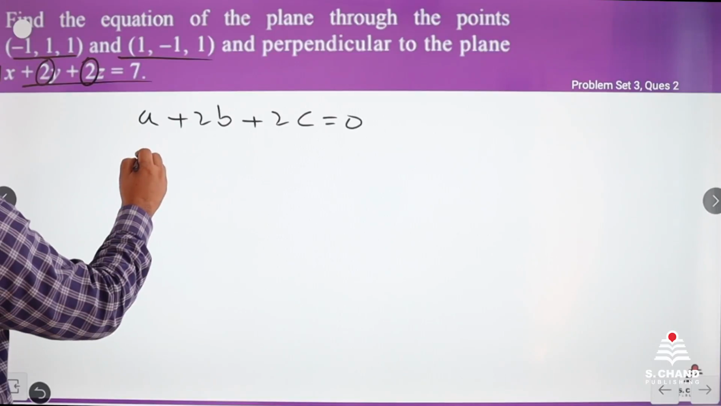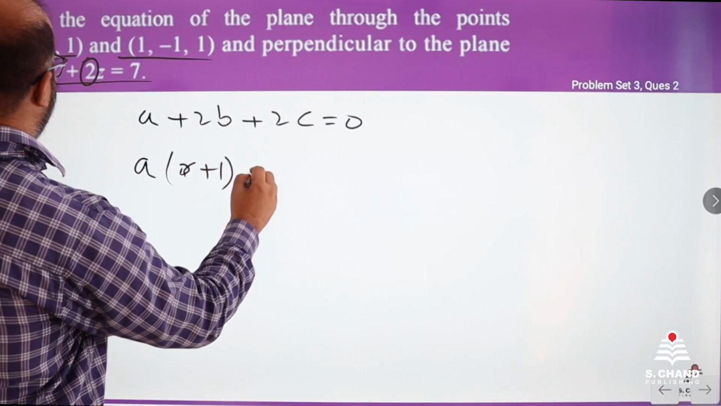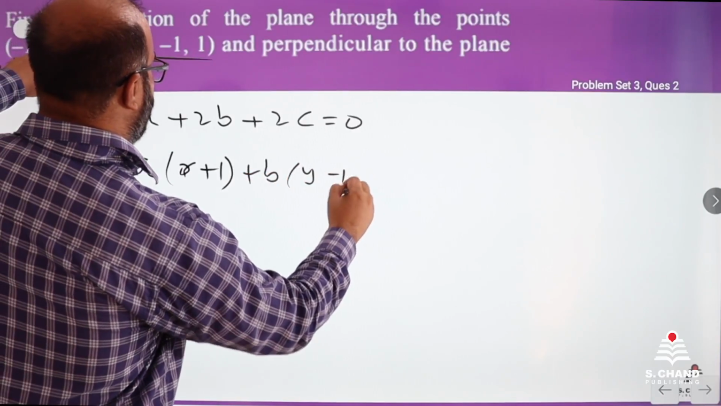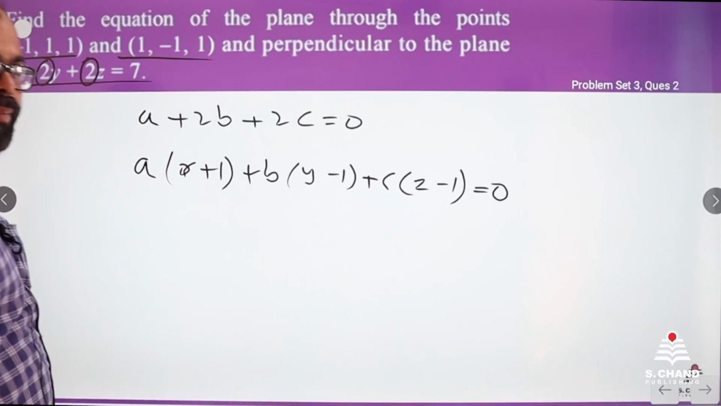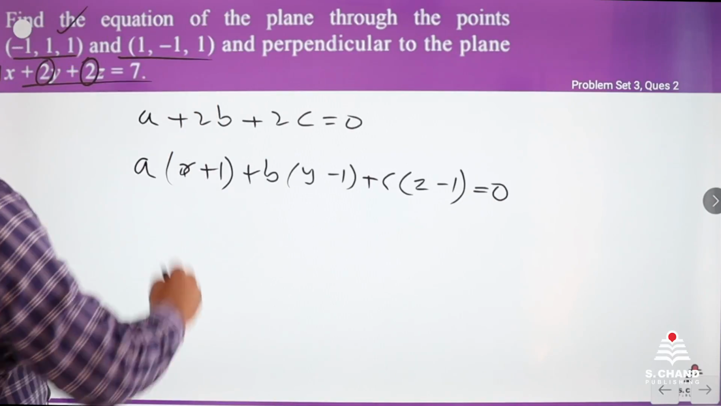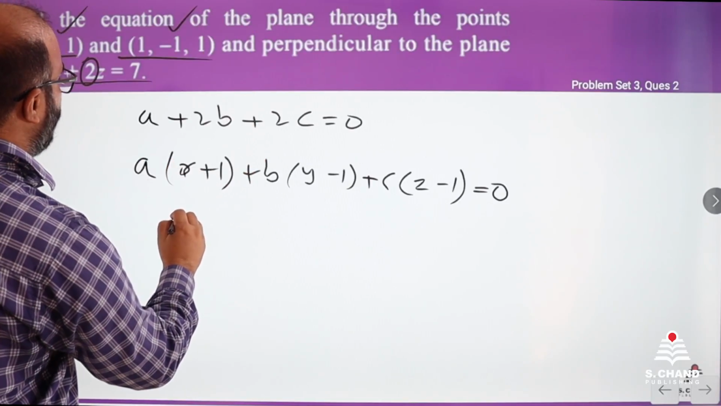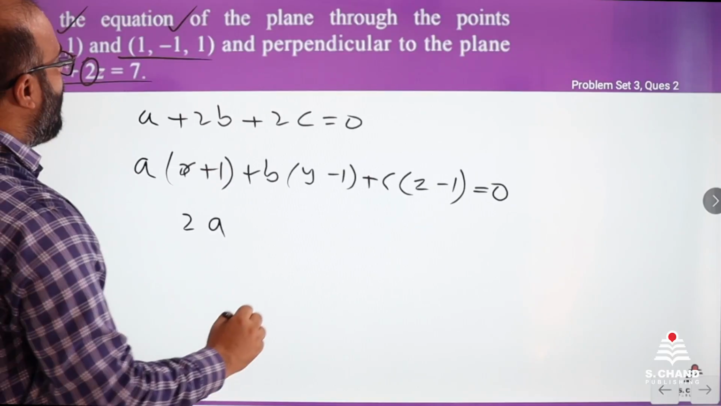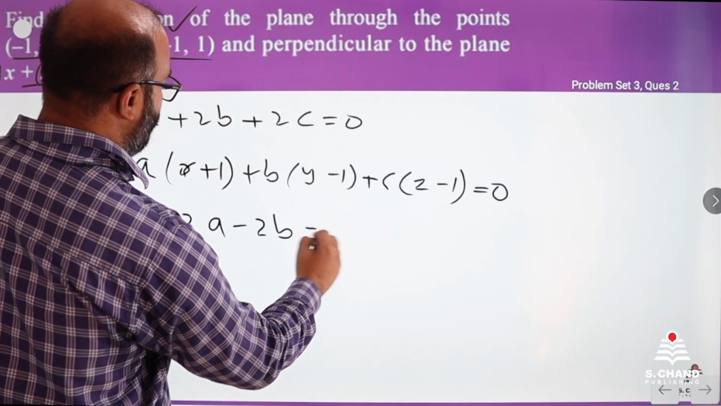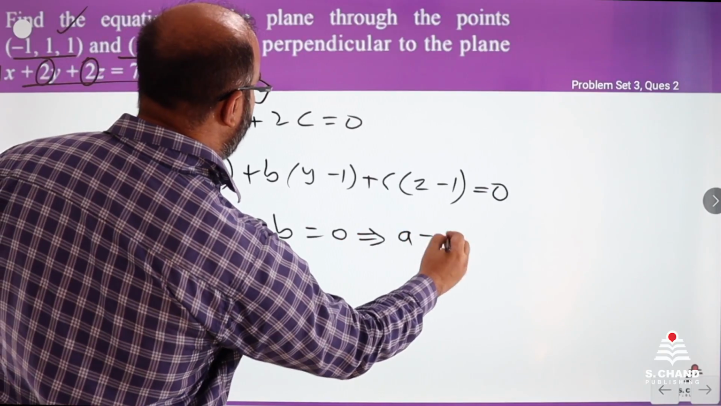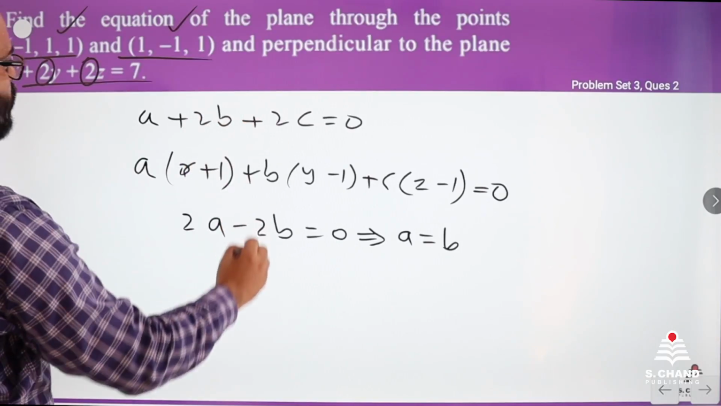Now we have A into x plus 1, plus B into y minus 1, plus C into z minus 1 is equal to 0 as the equation of the plane. Since it is passing through this point and also satisfying the other point, we can substitute this point in place of x, y, z, and this will become minus 2A plus 2B, and this will become 0. So A is equal to B. And then if A is equal to B, we get here 3B plus 2C is equal to 0.